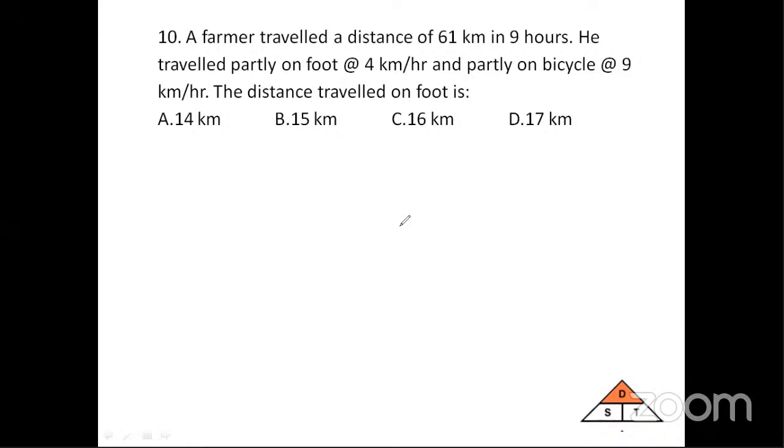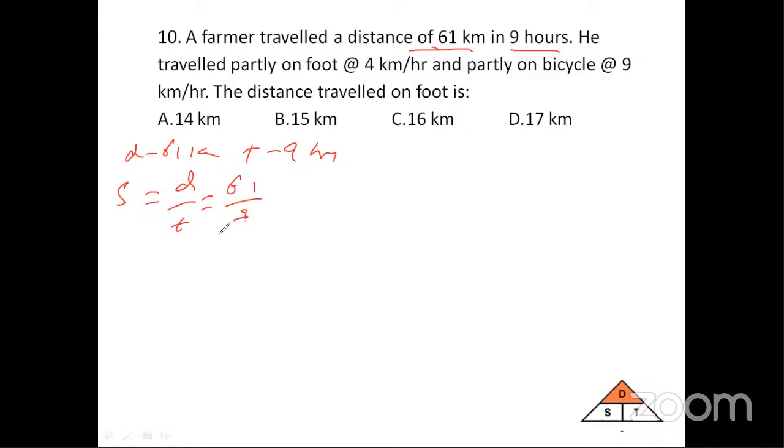Okay. So observe carefully now. A farmer traveled a distance of 61 kilometers in 9 hours. So what is given here? If you observe the question, distance is given, time is given. So D is 61 kilometers and time is 9 hours, which means we can calculate speed. Speed is equal to distance by T. Straight away we'll do 61 by 9. This is one part.